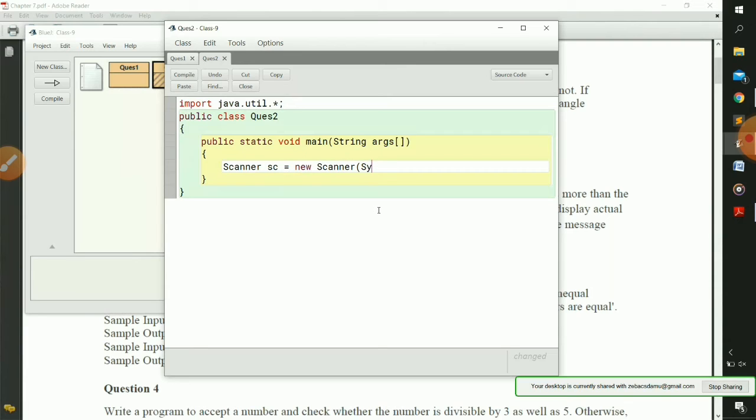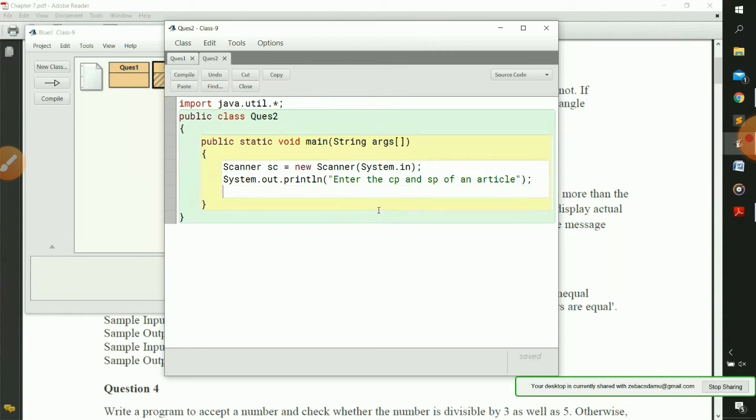System.in. Fine. Now what we are expecting is a cost price and a selling price. So firstly we ask to enter the CP and SP of an article. Okay, like this we are going to write it down. Then afterwards, see, firstly it is expecting your CP and then it is expecting your SP. So if you want, you can go for the integer data type. Right now in this program I'm going to go for the double data type.